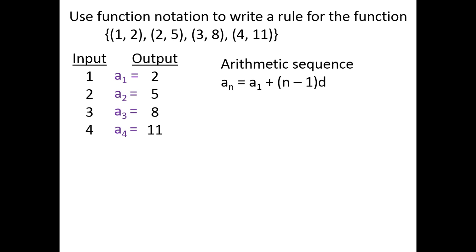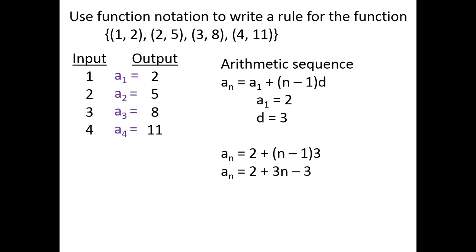And since we know that the common difference is 3, because we're increasing by 3 to get from one output to the next, we can use those two pieces of information about the common difference and the first term to write an nth term formula for the outputs. If we simplify that, we've got a simplified version of an nth term formula.